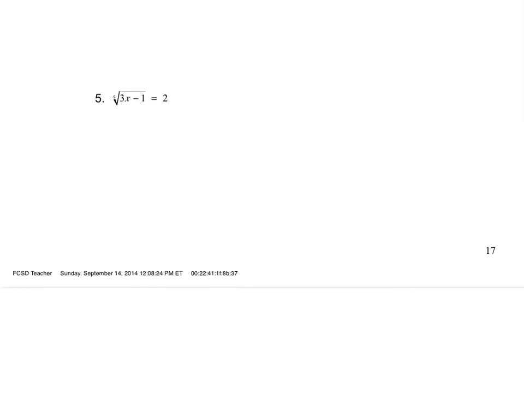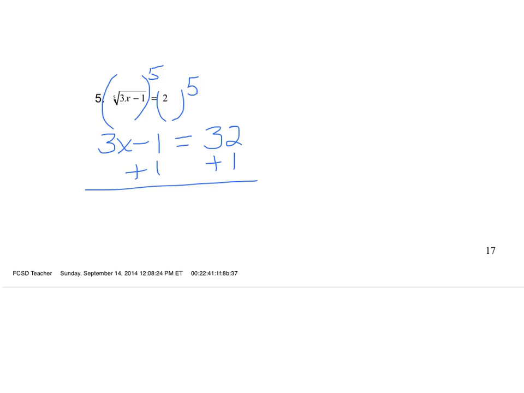Again, the radical is isolated, but it's not square rooting, it's fifth rooting. So in order to eliminate the fifth root, what you would do is raise each side to the 5th power. That's all. So, 5th rooting and raising to the 5th power cancel each other out, and I get 3x minus 1. 2 to the 5th power is 32. I'm going to add 1 to both sides to solve because I no longer have a radical, and I get 3x equals 33. I'm going to divide each side by 3.